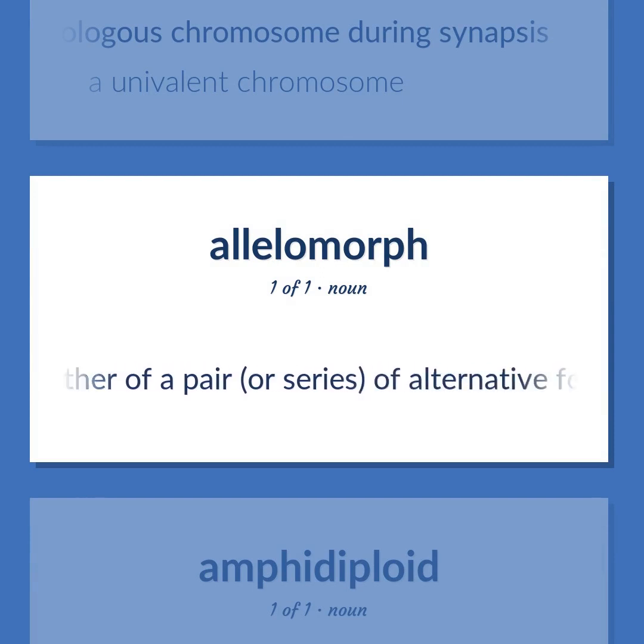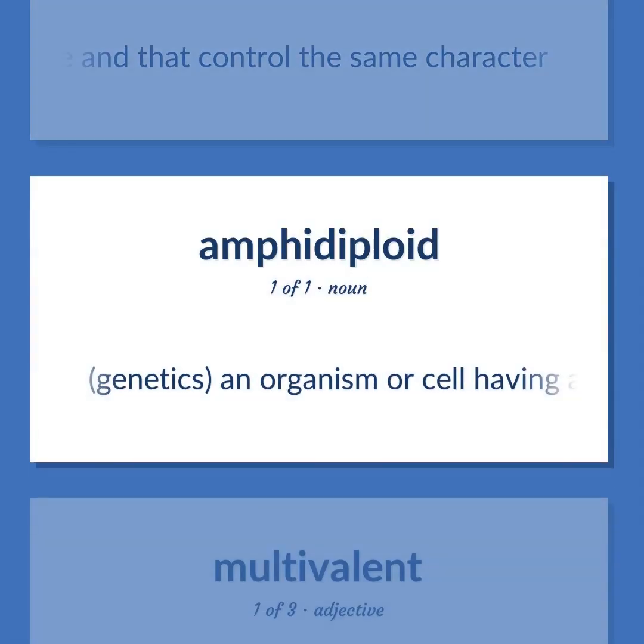Genetics. Either of a pair, or series, of alternative forms of a gene that can occupy the same locus on a particular chromosome and that control the same character. Genetics. An organism or cell having a diploid set of chromosomes from each parent.